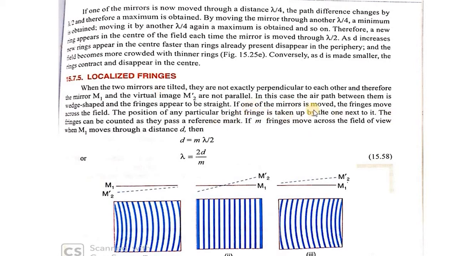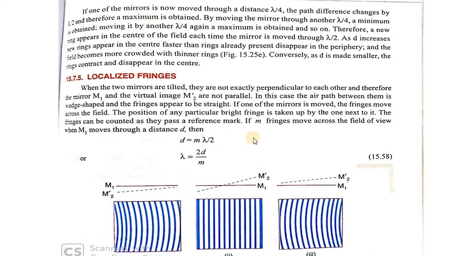The position of any bright fringe is taken up. Okay, that is understood. If one of the mirrors is moved, the fringes also move across the field of view, and the position of any particular bright fringe is taken up by the next bright fringe, and we can see through the telescope, adjust the position, and count the number of fringes. If we have counted m number of fringes moving across the field of view when the mirror M1 is made to move through a distance d, I can say that d is equal to m times lambda by 2.